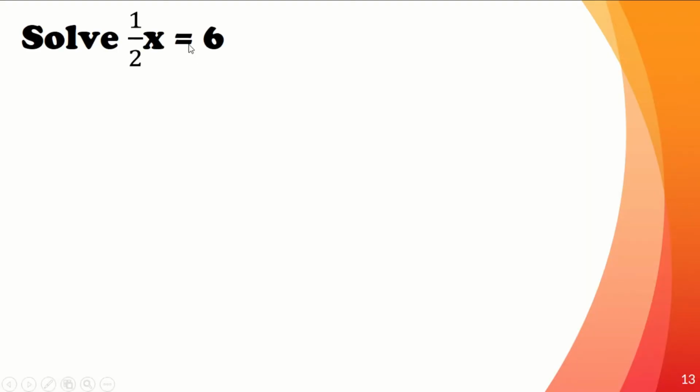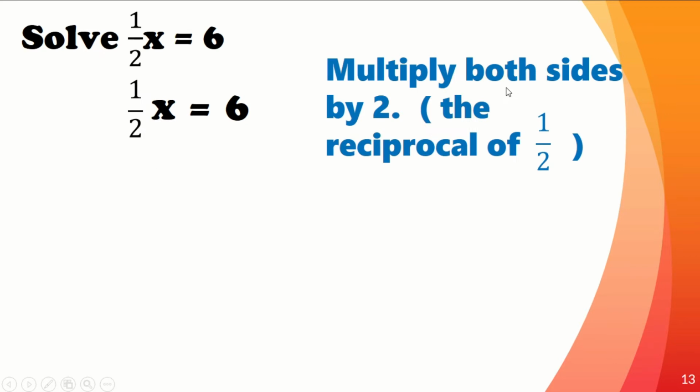So, another example, solve 1 half x equals 6. Remember, 1 half x means 1 half times x. So, since multiplication to, ano ba yung inverse ng multiplication? We have division. But since we are dealing with a fraction, di ba, when we divide by a fraction, we get the reciprocal of the fraction, then move to multiplication. So, in this case, multiply both sides by 2. Why? Because the reciprocal of 1 half is 2.